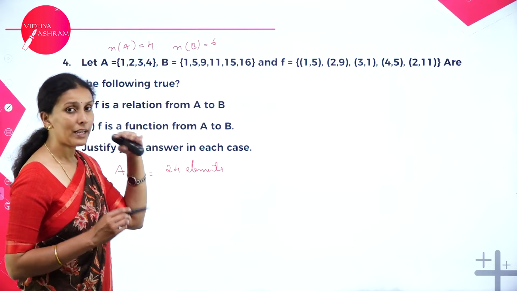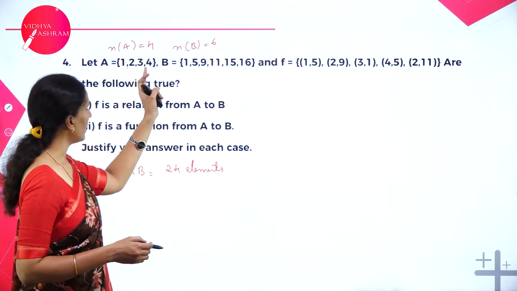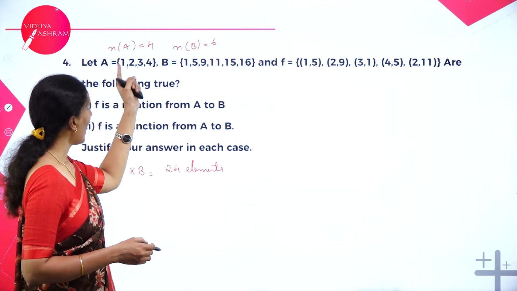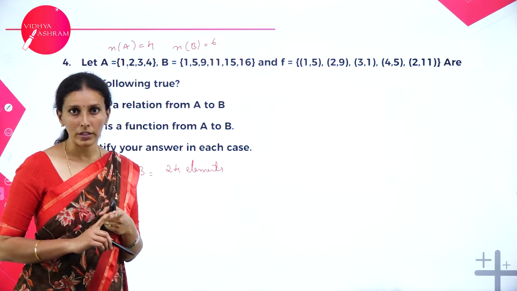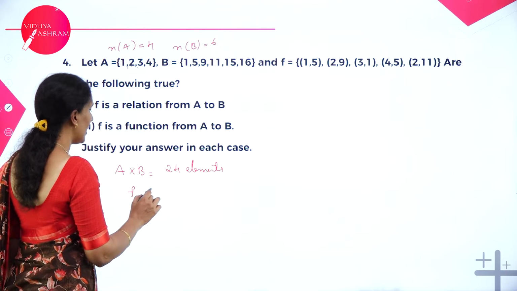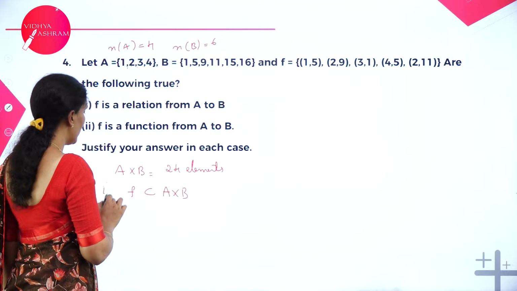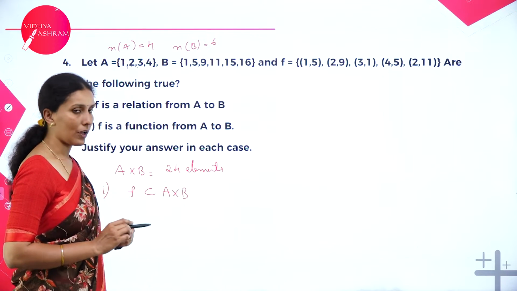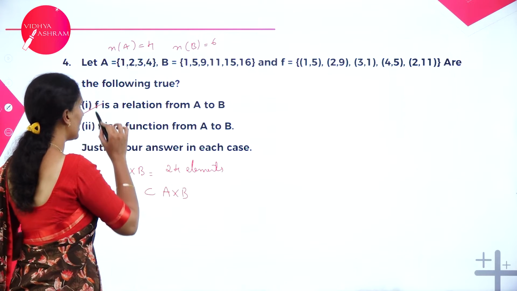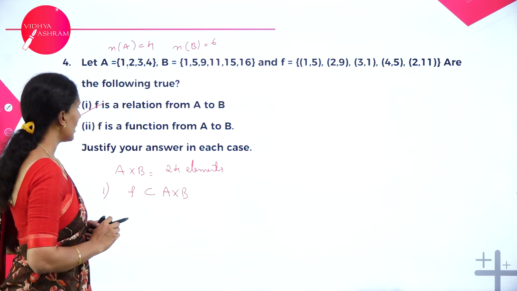So (1, 5) is among them, (2, 9) is among them, (3, 1) is among them, (4, 5) is among them, and (2, 11) is also among them. Hence, clearly you can see here F is a subset of A cross B. So whenever this set is a subset of A cross B, we can clearly justify that F is a relation from A to B.